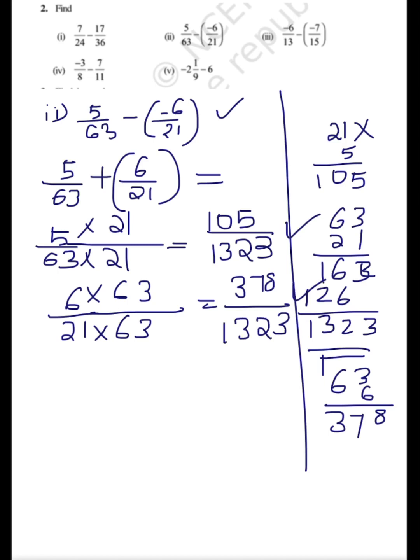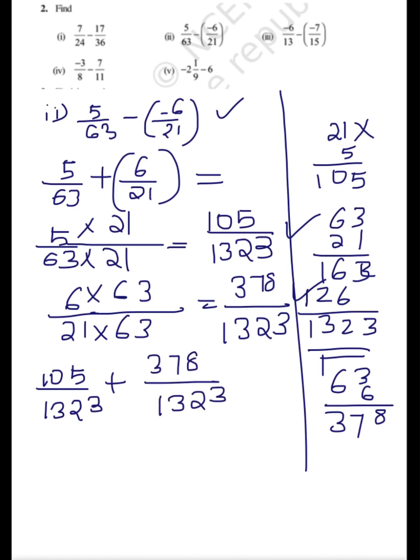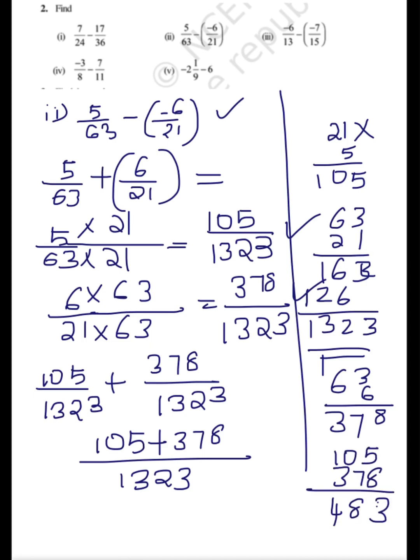Now both of the denominators are the same, so you can just add them. 105 by 1323 plus 378 by 1323. So when you add them, you have to add 105 plus 378 divided by 1323. What is 105 plus 378? Let's add them. So 483. 483 divided by 1323.